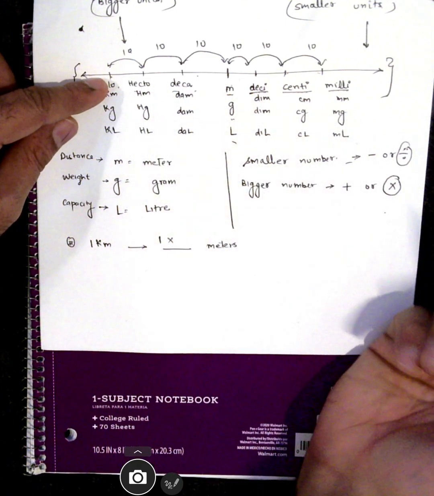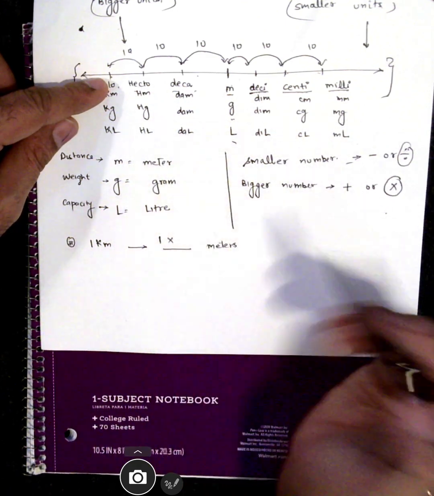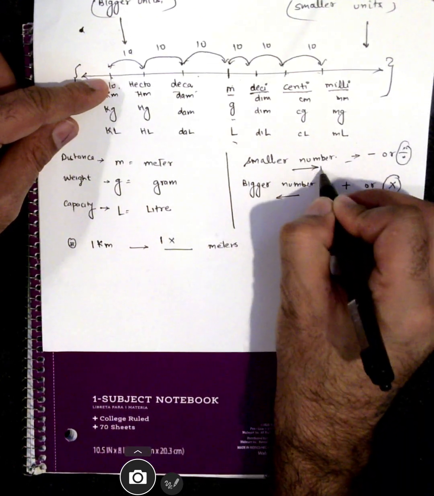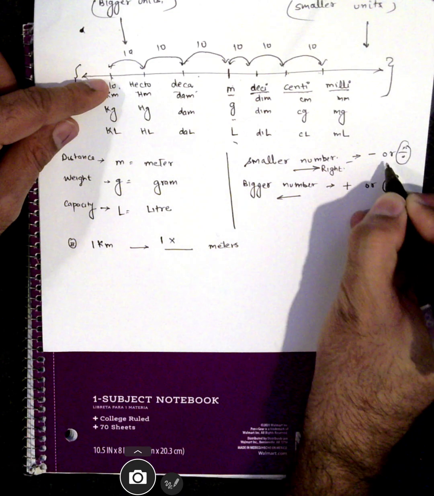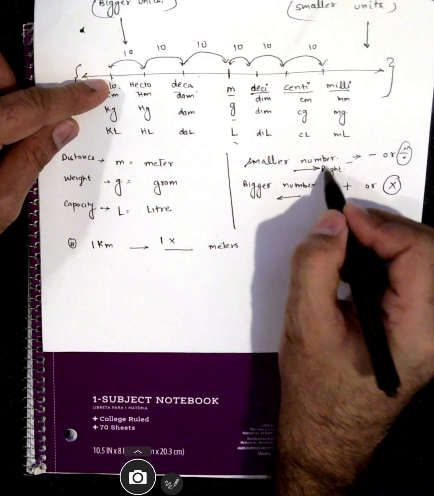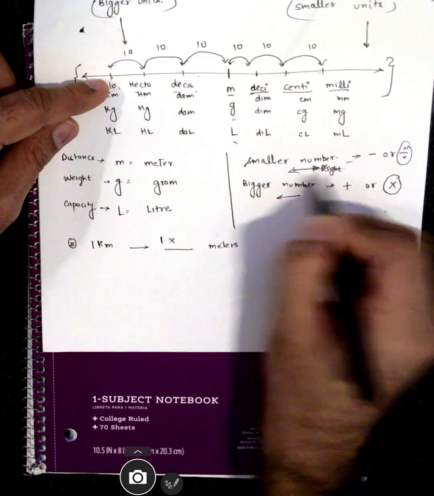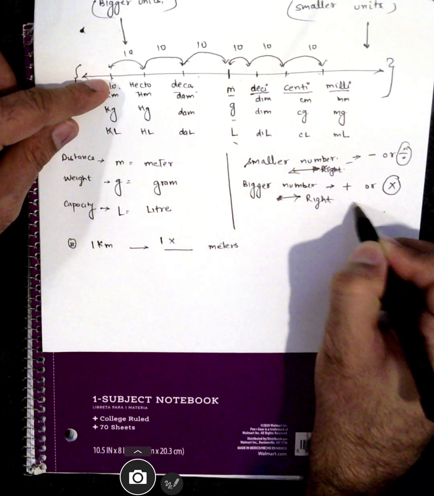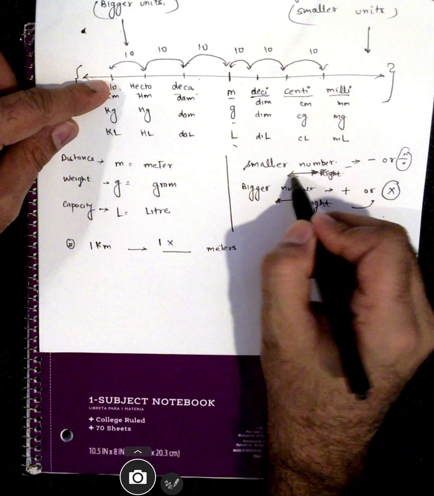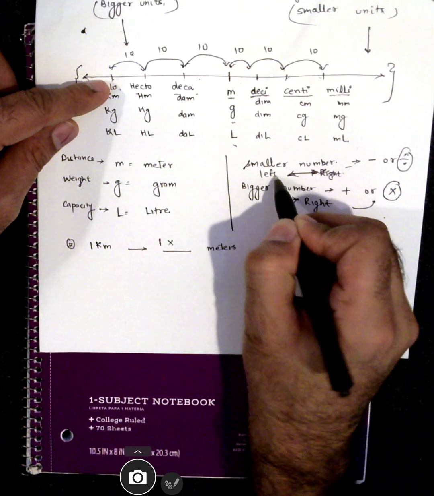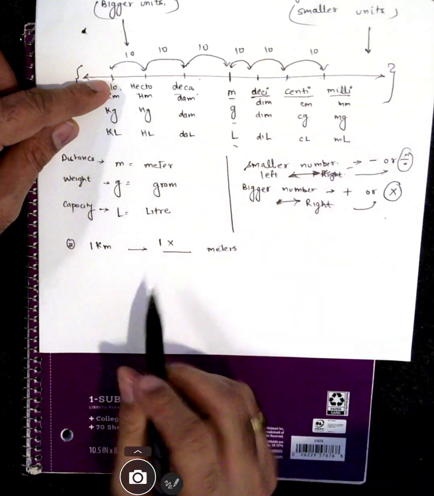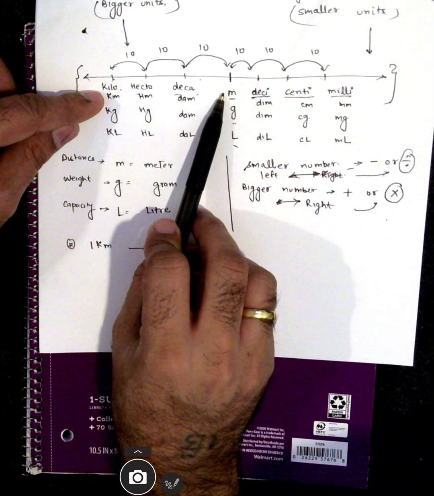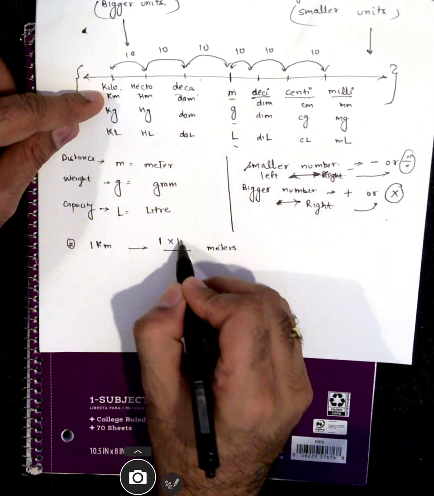Now, are we going to multiply or divide? This is the big question. Our movement from left to right means we have to multiply, and our movement from right to left means we have to divide. In this case, we are going from left to right, which means we need to multiply. And how many tens? 3 tens.